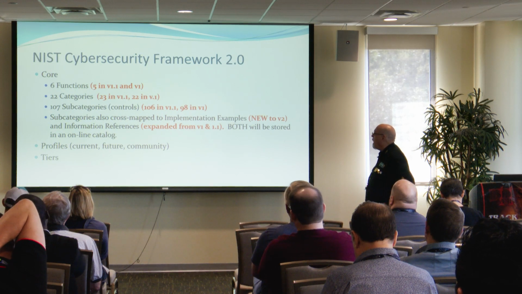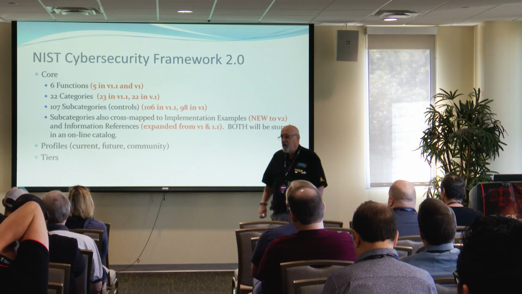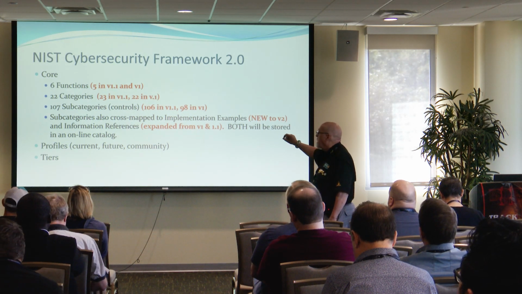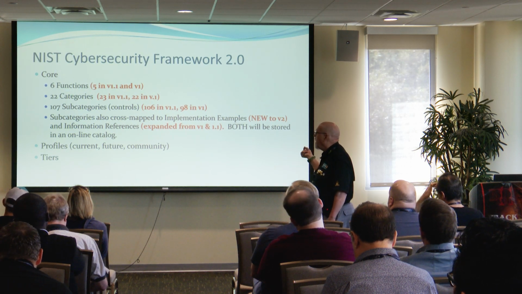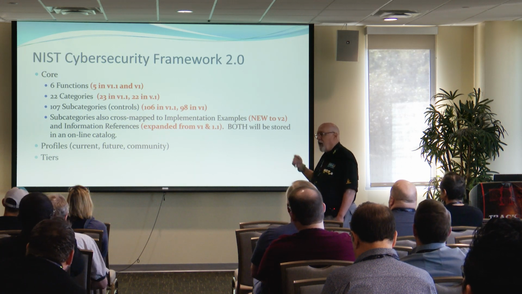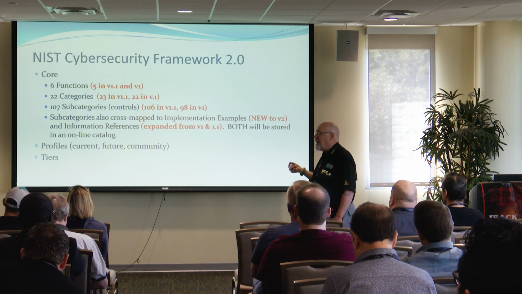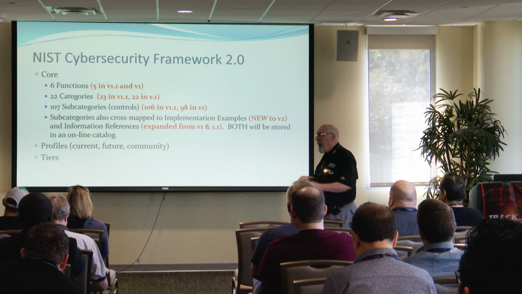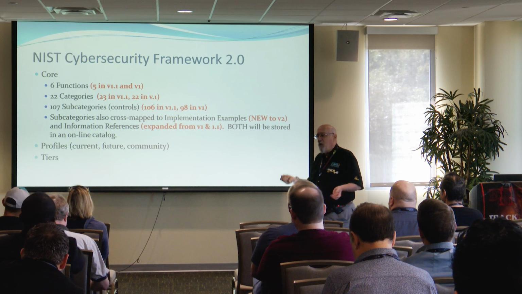So again, some more nitty-gritty about the framework. It is now 6 functions. It used to be 5, so it's been a change. The next one is, of course, our categories, and I thought this was kind of interesting when I started looking at the numbers. It's 22 categories. The last version was 23. The first one was 22. So there's been no change in the category numbers. And then the subcategories, which gets more granular, it's not a big change either. It's now 107. It was 106.